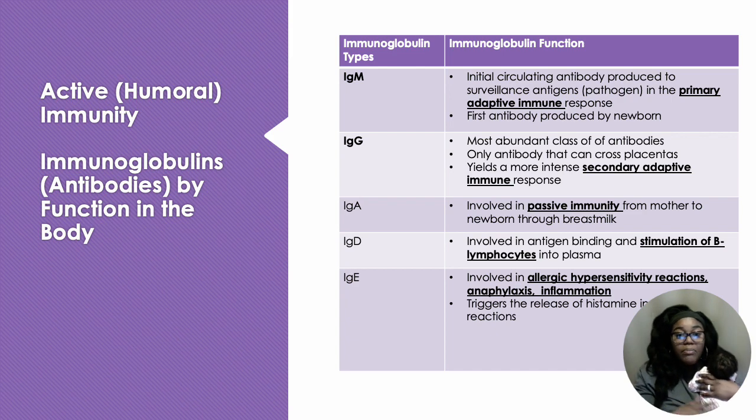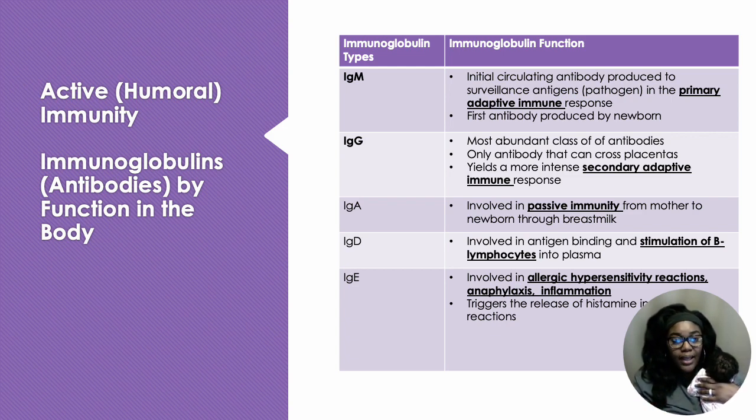Now we have IgG. IgG is the most abundant class of antibodies, and it helps yield a more intense secondary immune response. What that means is that once IgM has surveilled and allowed the body to start recognizing what those pathogens are, if exposed to that pathogen again, that IgG antibody is now the one that's circulating, and that's the one that yields a more aggressive and intense response to that same pathogen.